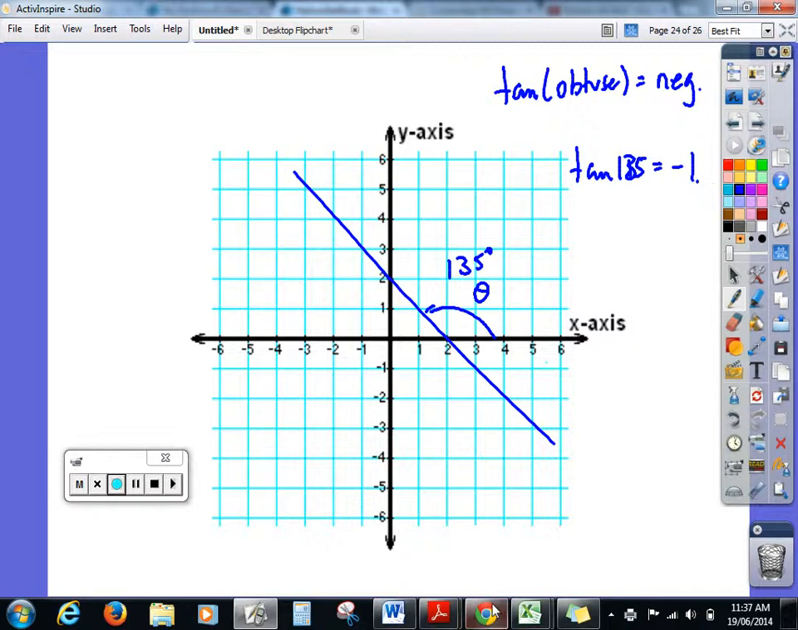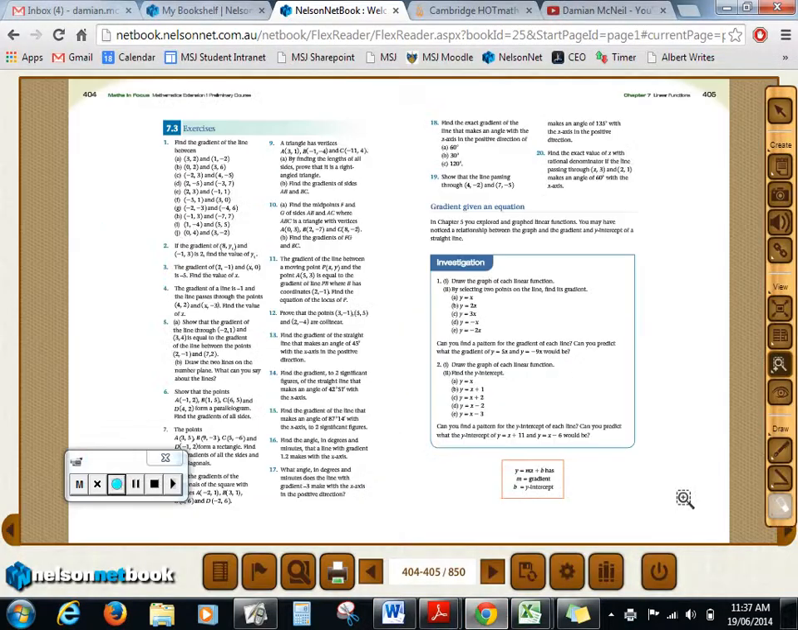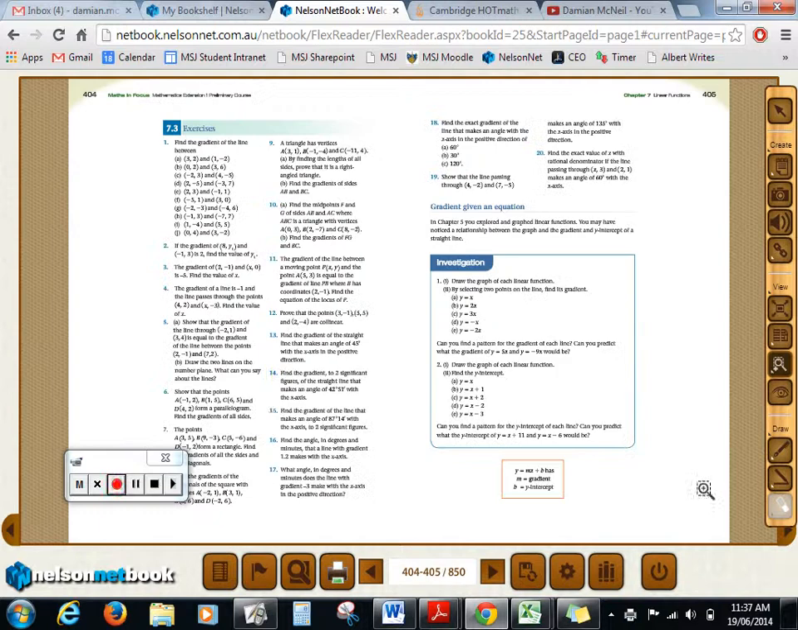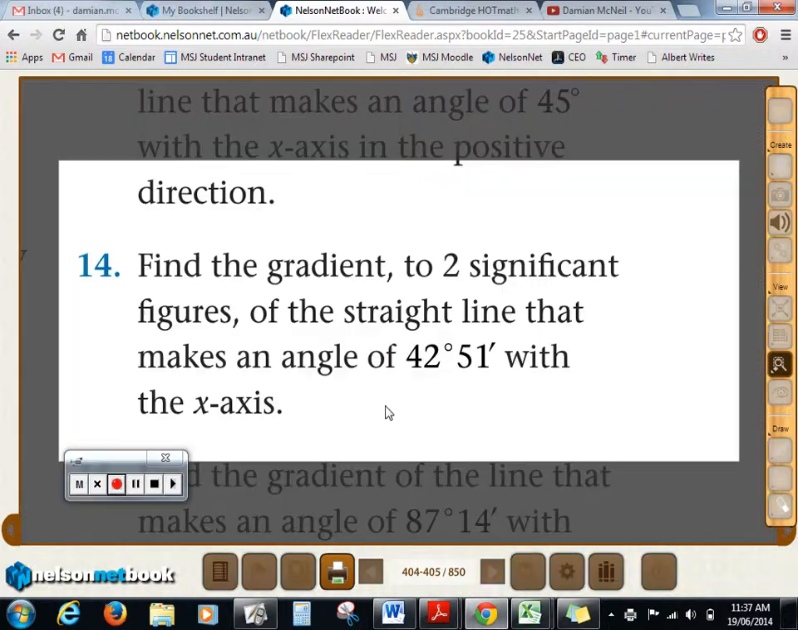Looking at further work you have to do in the textbook, this is question 13. It says find the gradient of a straight line that makes an angle of 45. We already know that one. That's a 1, so you can just write that down. Let's look at 14 instead, sorry.